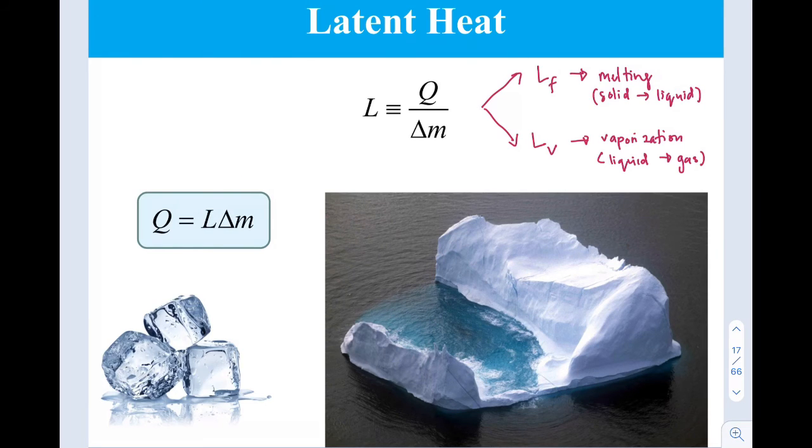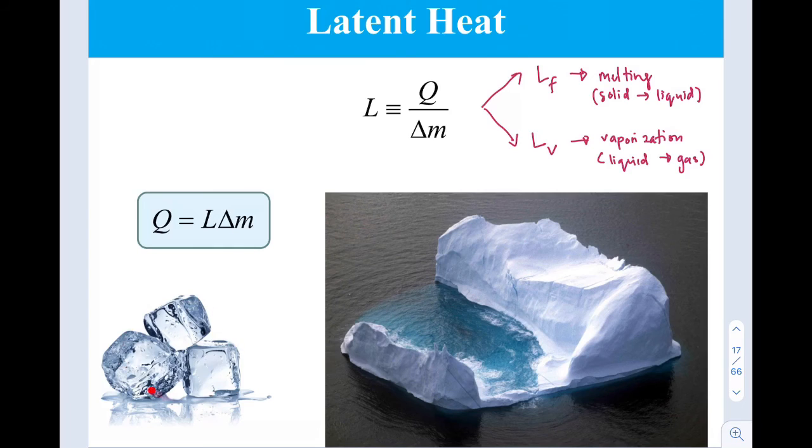We have two types of latent heat, LF and LV. LF stands for latent heat of fusion, which involves the melting process, normally from solid to liquid. And LV is the latent heat of vaporization, where liquid becomes gas. So if we want to calculate the amount of Q involved in a latent heat process, Q is equivalent to mL, and m is delta m.